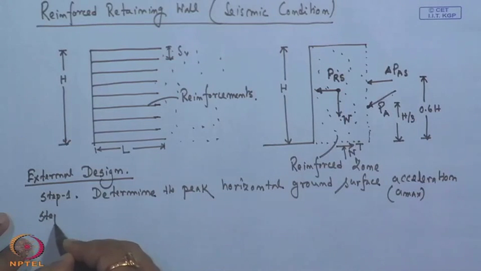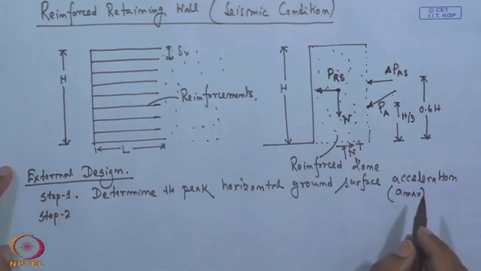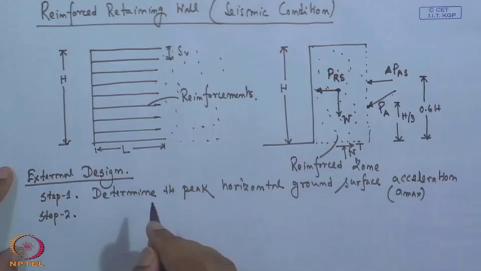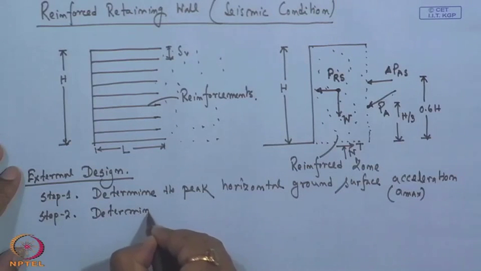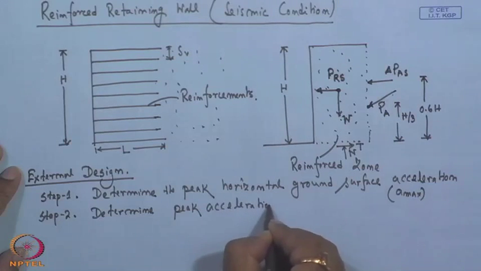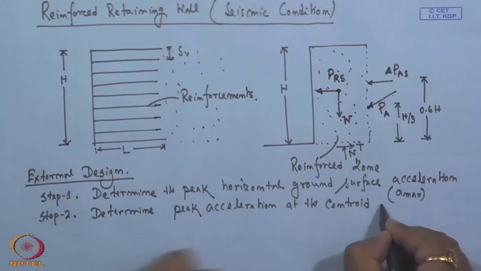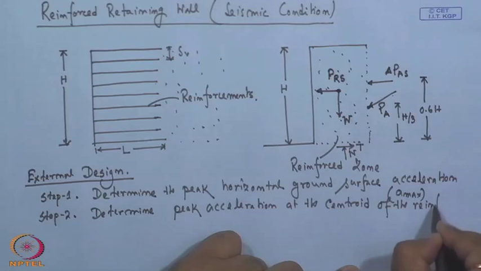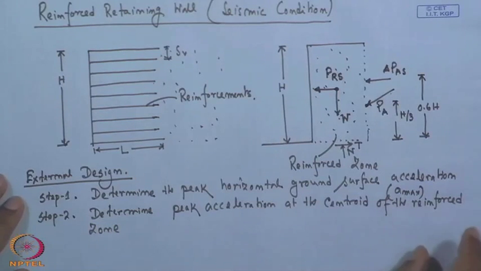Now, step 2. There are processes by which we can determine the A max, but those things are beyond the scope of this lecture. So, here we assume that we know the A max. This A max we have to determine for a particular site. Once we know this A max for the seismic condition, then we have to determine the peak acceleration at the centroid of the reinforced zone. So, this A max is the peak ground acceleration.